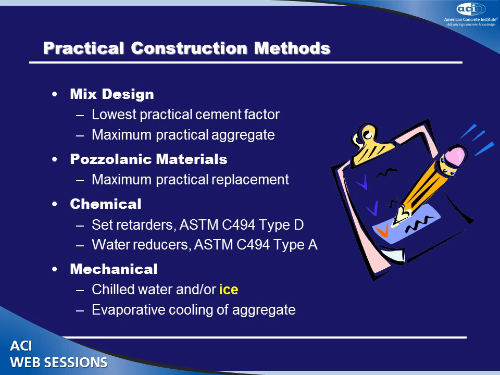Lowest practical cement factor, maximum practical aggregate size. Those two things will help control that temperature. Pozzolanic materials, you've heard me talk about that. Then we go down into the chemical group, set retarders, water reducers, and finally the mechanical group. Now, the other thing I want to show for you is that list. What else is very, very evident with that list, or maybe not evident, as you move down the list?